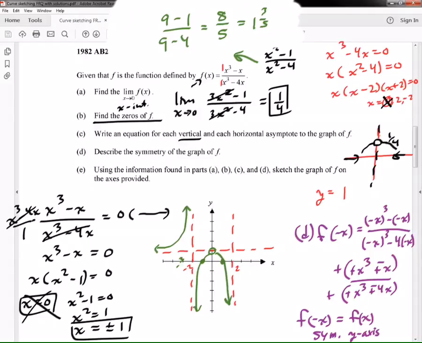Perfect. And because this graph is symmetrical about the y-axis, I know for sure that this is correct. It does not end up going like this. And because we have this, we know that we have this, because we're symmetrical about the y-axis. And that's how you graph it.